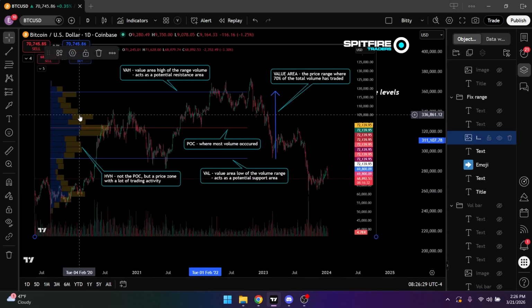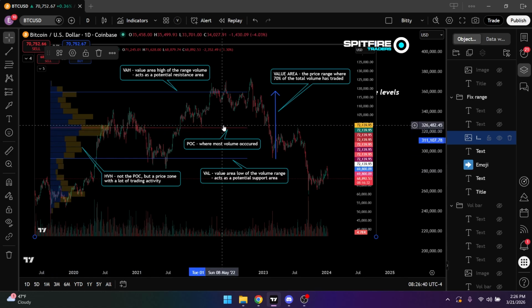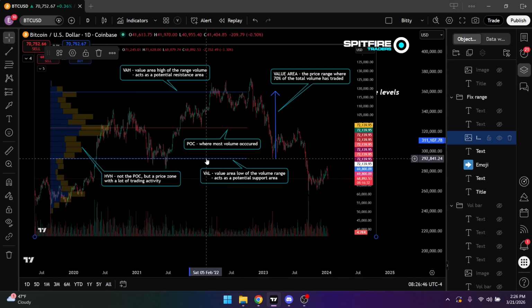It shows us high volume nodes, areas where the market spent a lot of time, low volume nodes, areas where price moved quickly, the point of control, the price level where the most volume was traded, value area high and value area low, which is the range where 70% of the total volume was traded. High volume areas often act as support and resistance or zones of acceptance. Low volume areas often act as fast-moving zones and areas where price moves quickly through.